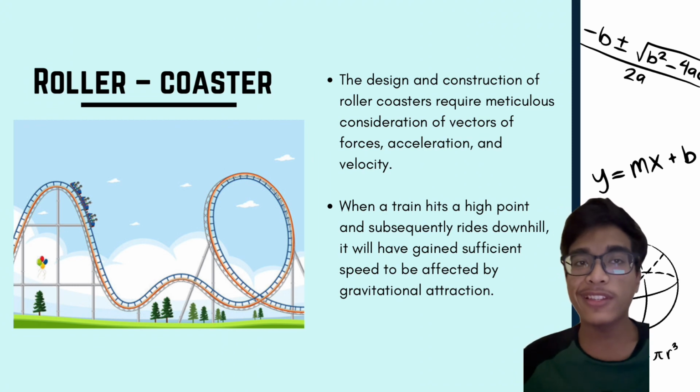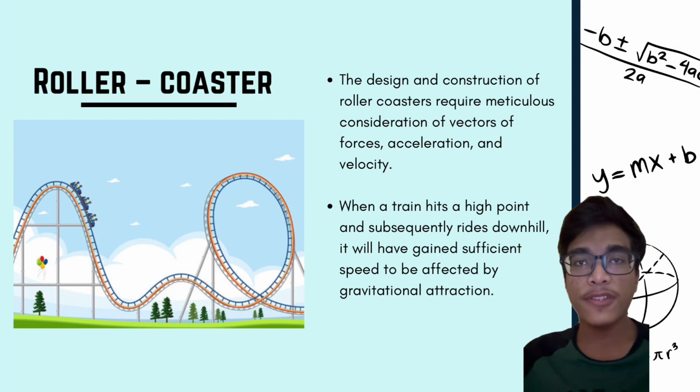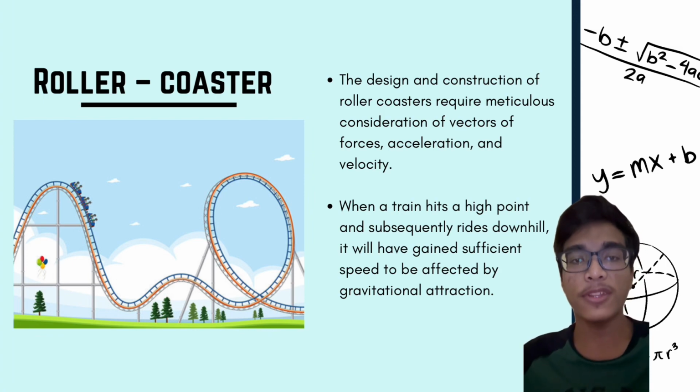The design and construction of a roller coaster require meticulous consideration of vectors, which involve force, acceleration, and velocity. When the train hits a high point and subsequently rides downhill, it will have gained enough energy to be affected by gravitational pull.